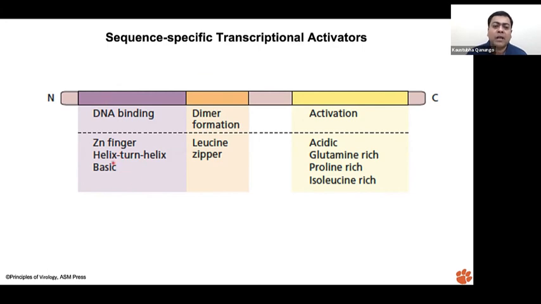And remember, the question is: why does the DNA binding domain have to be basic? Anyone?